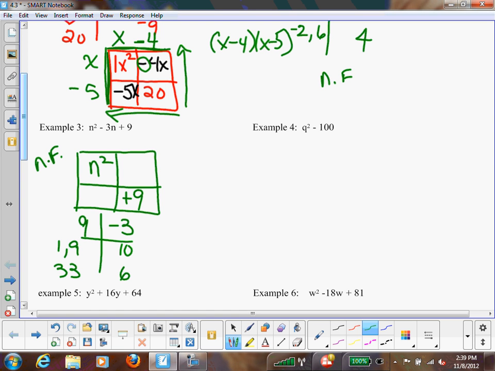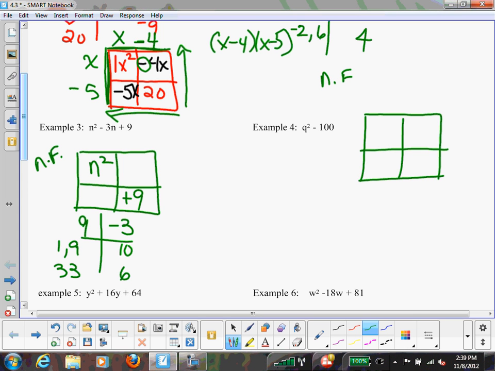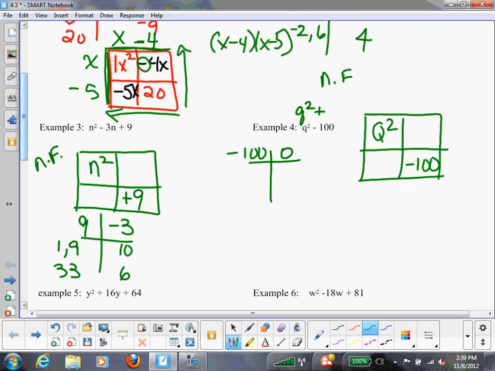Just a parabola. Okay, here we go. Q squared negative 100. What is my product going to be? Negative 100. What is my sum? If you're telling me 1, then I've got 1Q. I've got to have that term there, but I don't have a term, right? So the only thing I can add or subtract is a 0. Make sense? So product of negative 100, that gives me 0.